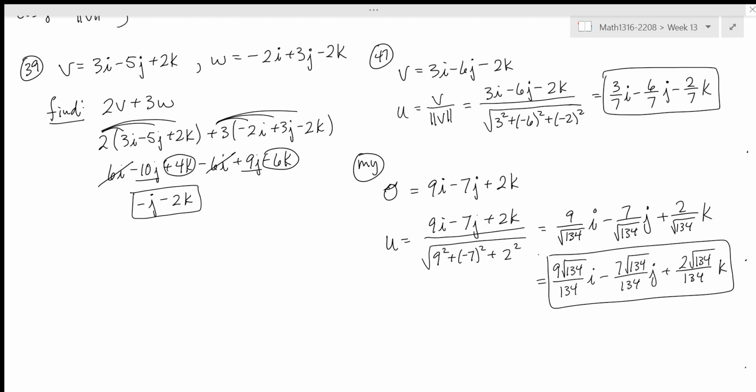Can you simplify down to square root of 134 over 67? Yes, you probably should do that. The 2 and the 134 simplify to square root of 134 over 67. You probably should go ahead and reduce that, that's using your good math etiquette. Just for checking, 7 and 134 doesn't reduce, and 9 and 134 doesn't reduce. But those fractions should be reduced to lowest terms.